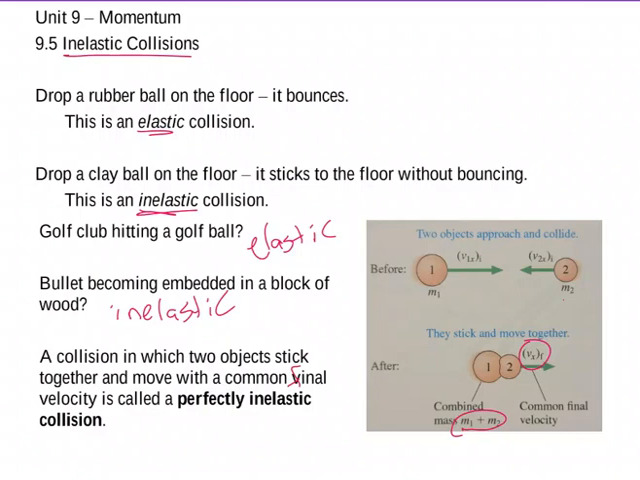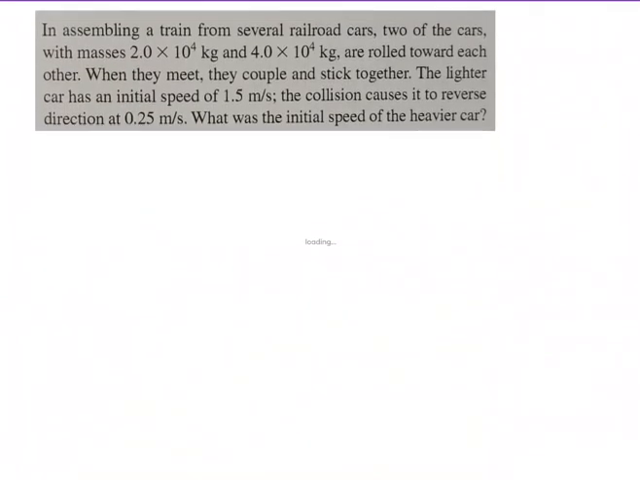Okay? So, in assembling a train from several railroad cars, two of the cars with these masses are rolled towards each other. When they meet, they couple and stick together. We're talking about an inelastic collision then. The lighter car has an initial speed of 1.5 meters per second, and the collision causes it to reverse direction at 0.25 meters per second. What was the initial speed of the heavier car?